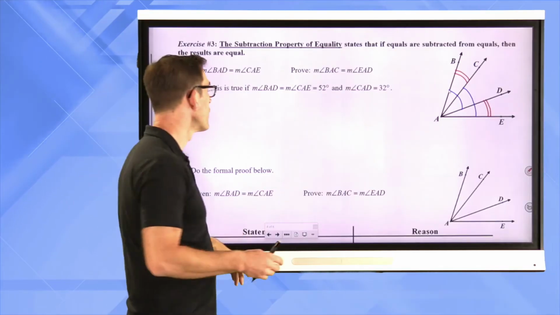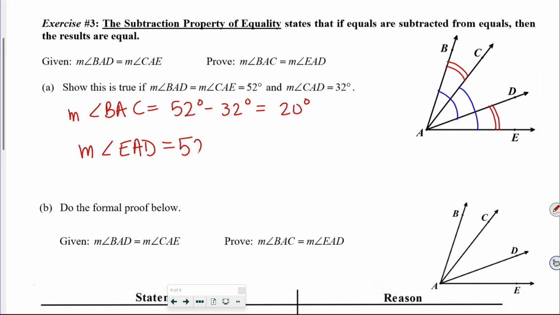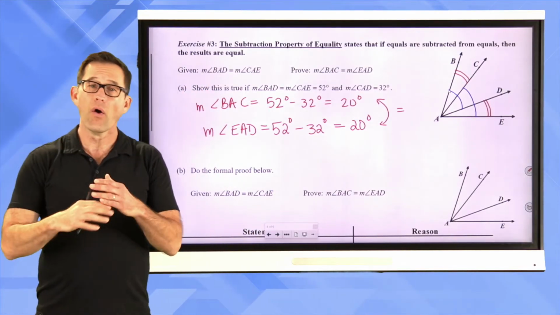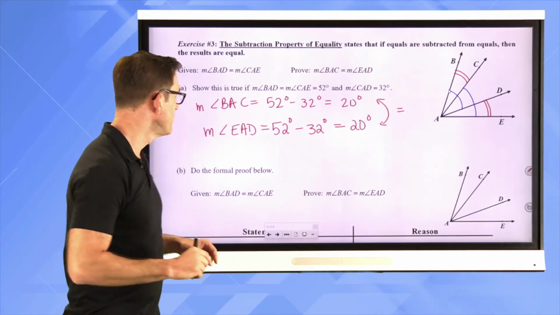And really, we can do that right now. We could say, well, we know that the measure of angle BAC is going to be 52 degrees minus 32 degrees, so that's going to be 20 degrees. And we know that the measure of angle EAD is going to be 52 degrees minus 32 degrees, also 20 degrees. And therefore, those two are equal. What I'm really doing is just subtracting out that overlapped portion of the two angles. Now let's see how it works out in a full-on proof.